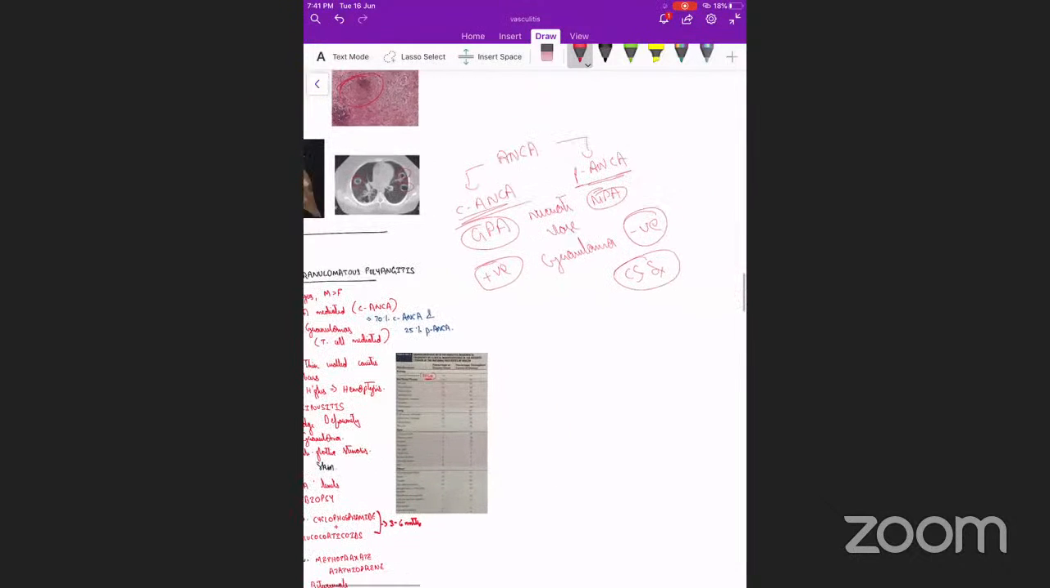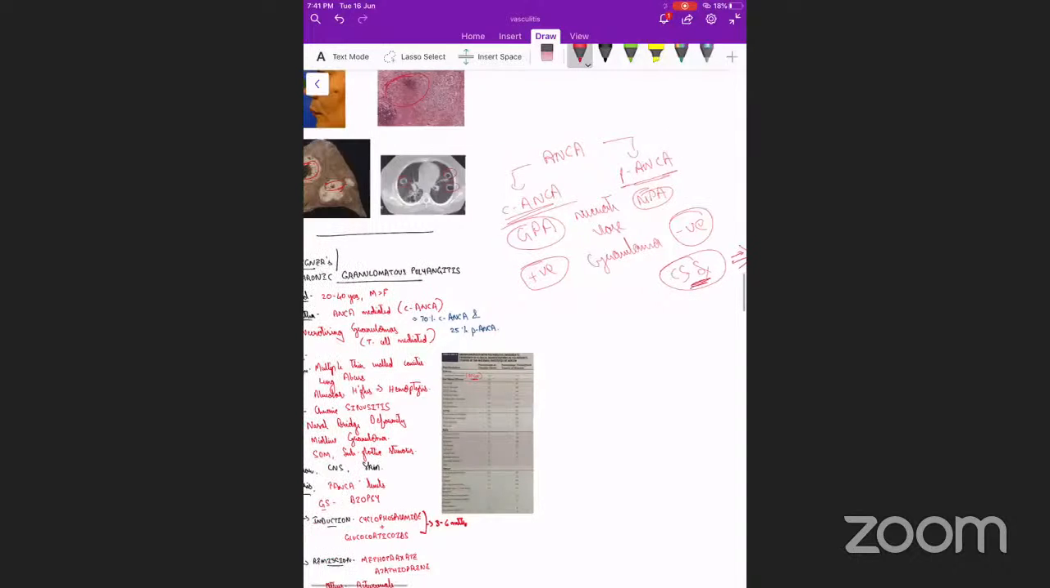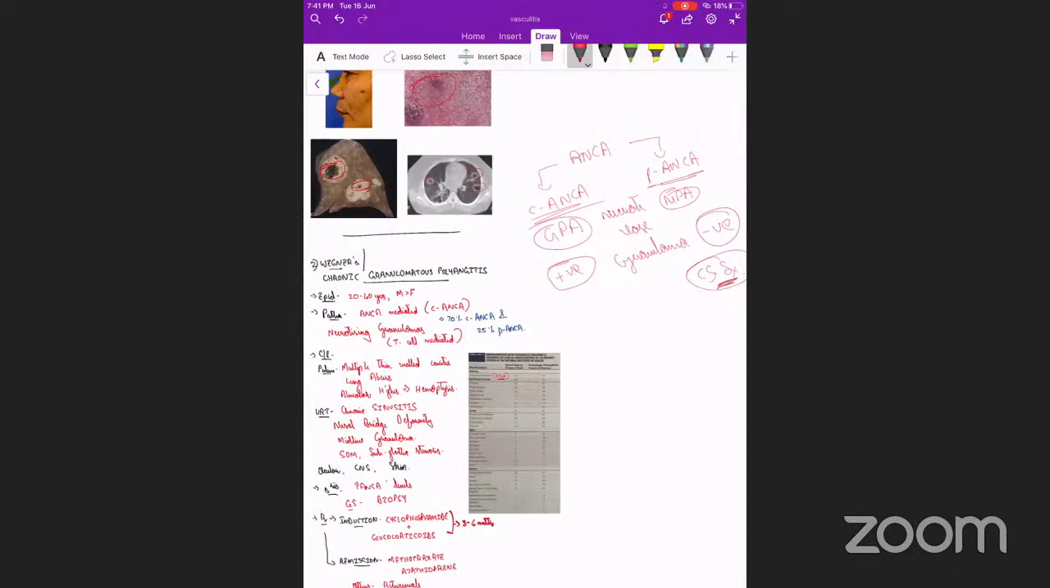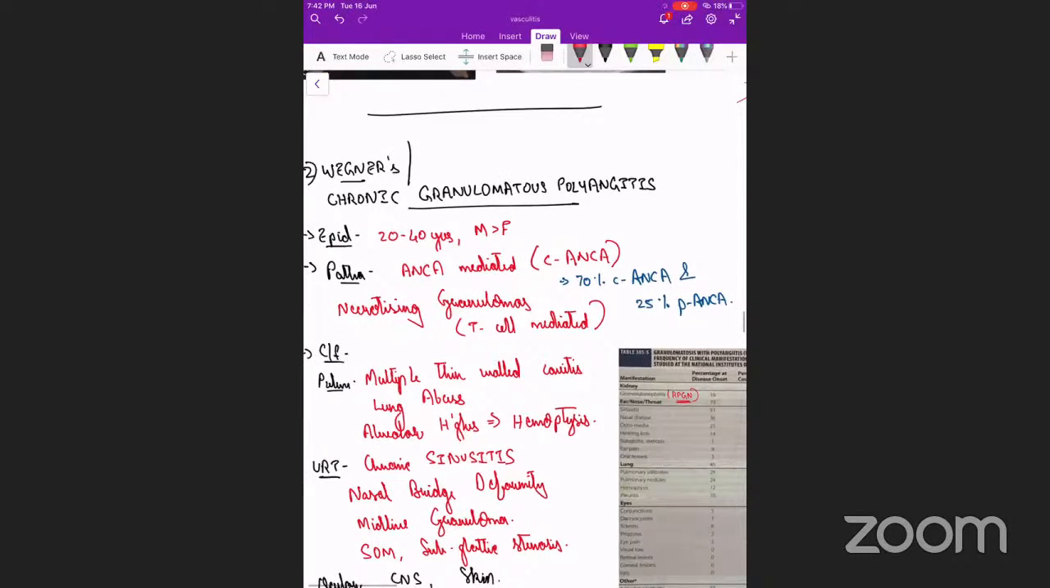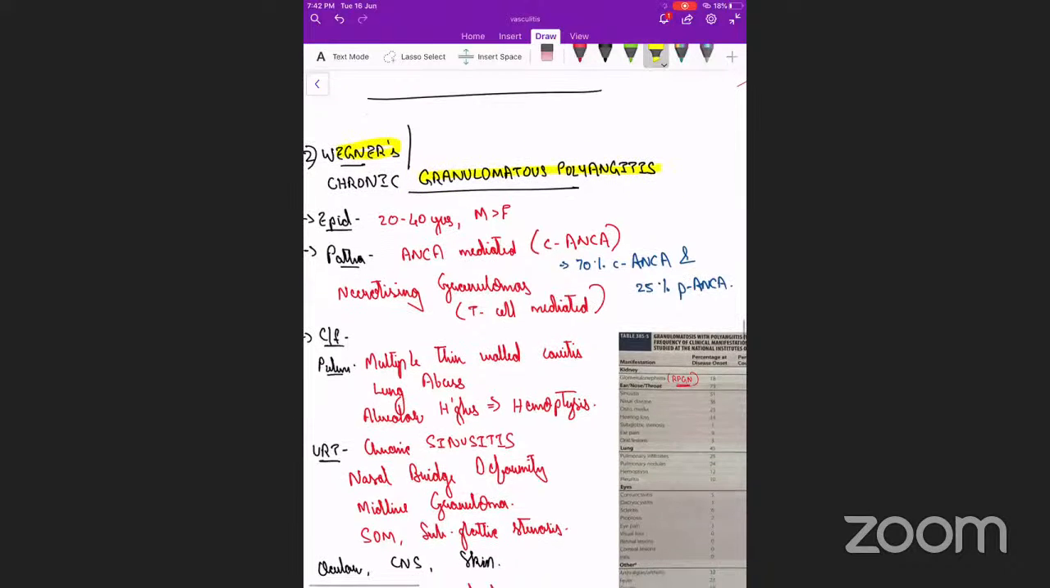Over here, it will be characteristic. Eosinophilia will be there, so easy to diagnose this. And the presentation itself is different for Churg-Strauss syndrome. Here, the patient will present with asthma and all. So totally different presentation. But these two can present the same way. Okay. So first, let's see Wegener's granulomatosis. First among the ANCA-mediated is Wegener's, which is presently called granulomatosis with polyangiitis.